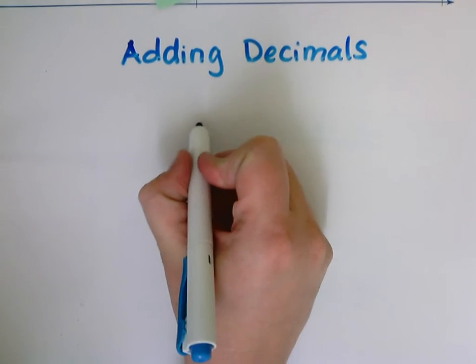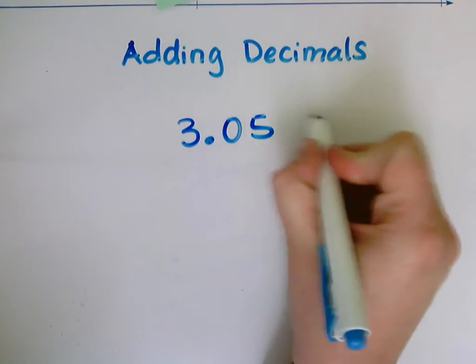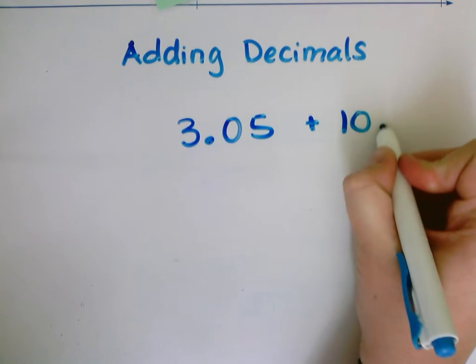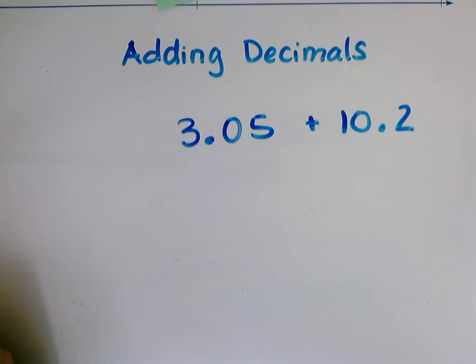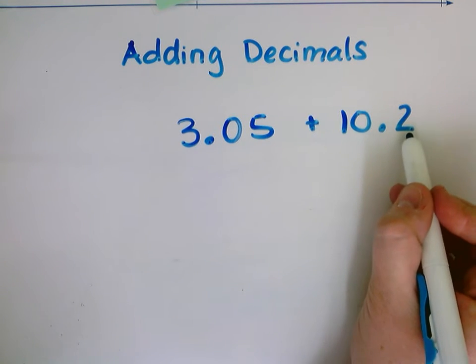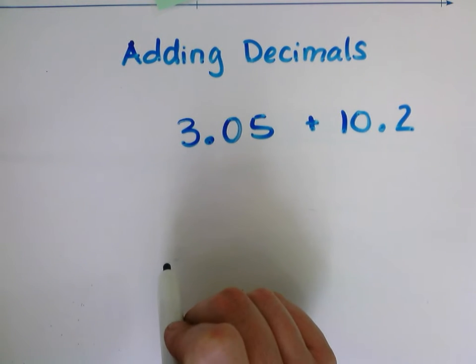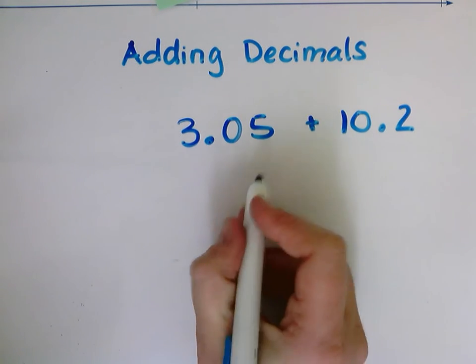What if I was going to add 3 and 5/100 plus 10 and 2/10? Now, look, this number only has tenths, only one decimal place, whereas this number has 2 decimal places. So I need to be very careful when I'm lining up my numbers to add.